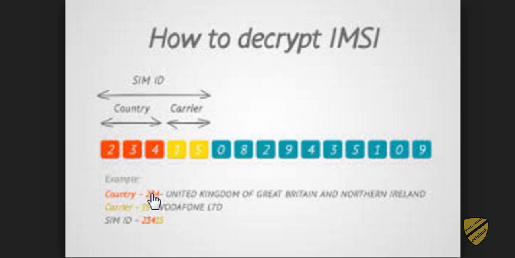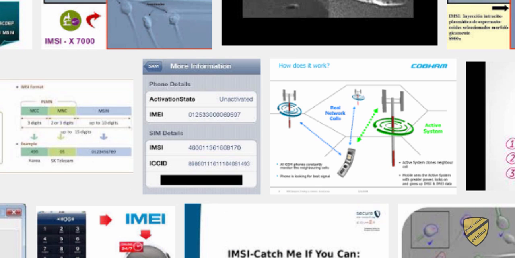So on this one we're looking at here, 234 means that it's from the United Kingdom. The second 2 is the carrier, so this one's for Vodafone. Those together are your SIM ID, and then the rest of this is the MSIN, and we'll talk about that, your mobile subscriber identification number. Alright, so let's see if we can find one more image to break that down for us.